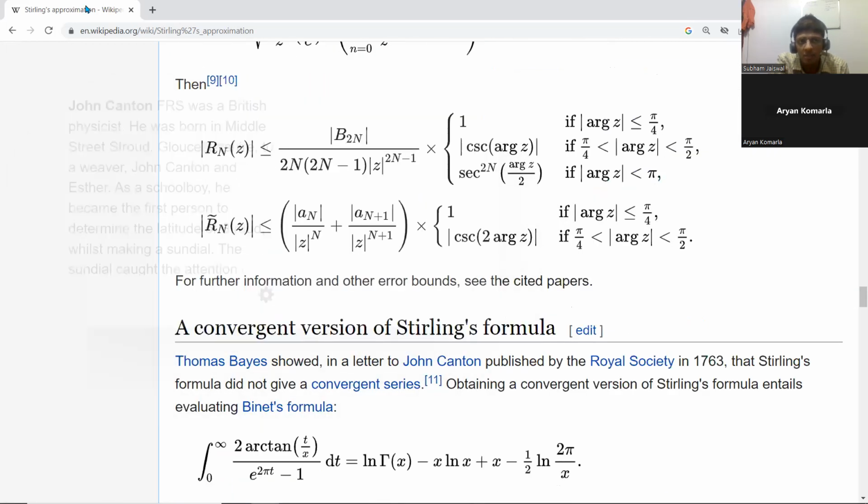But the pi will come in some way. The pi has to come somehow. But still, we have a nice approximation, and it's actually good enough for a lot of purposes.